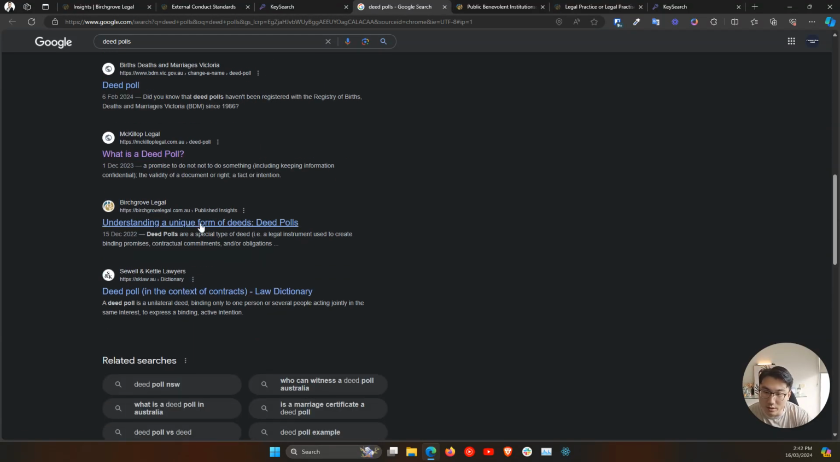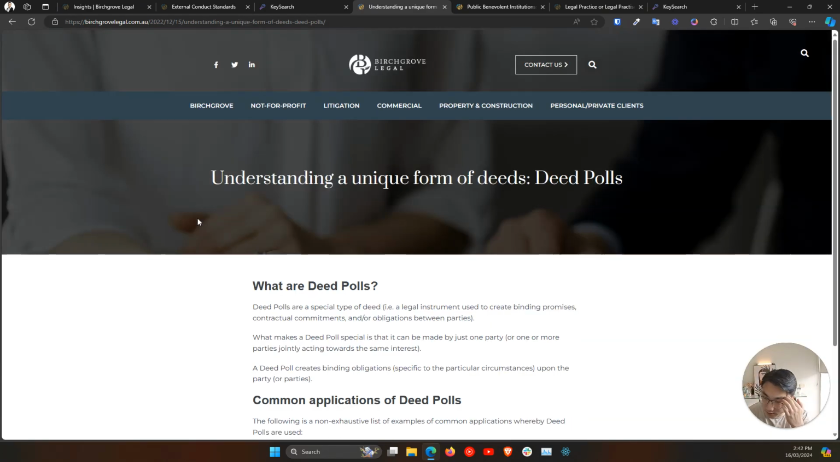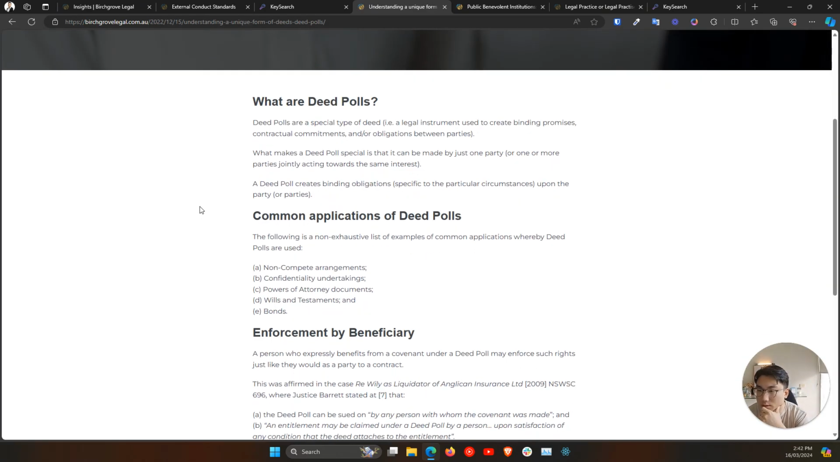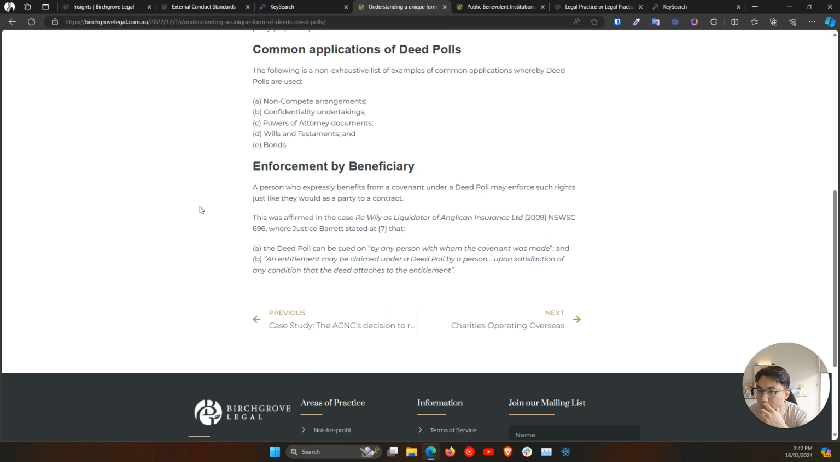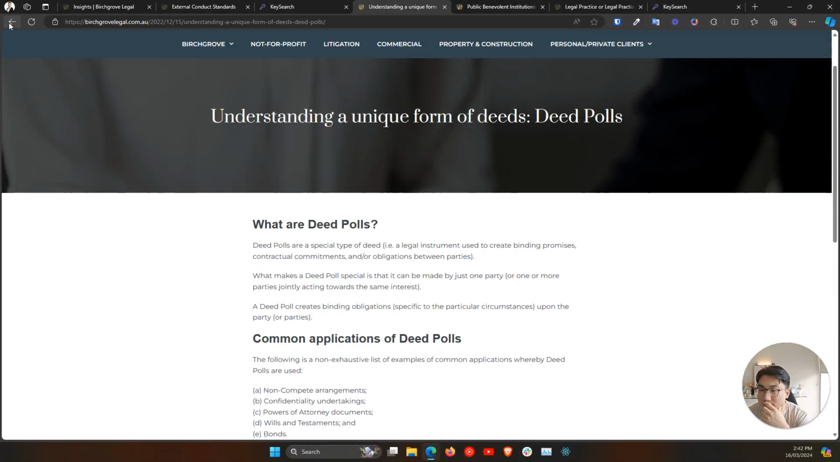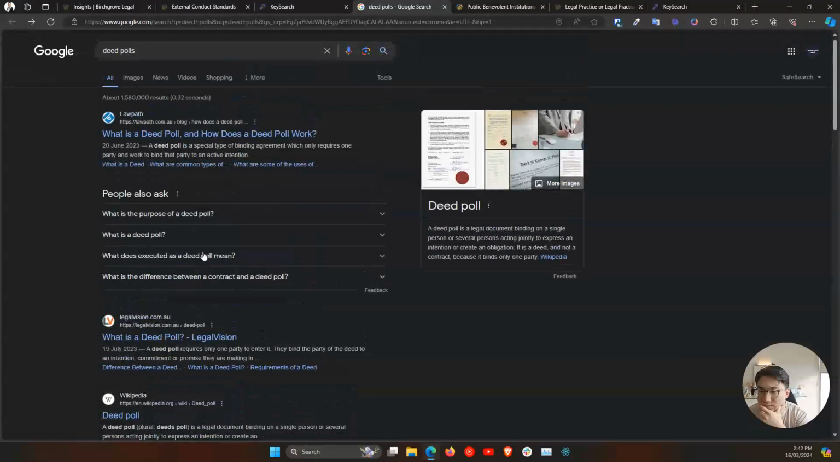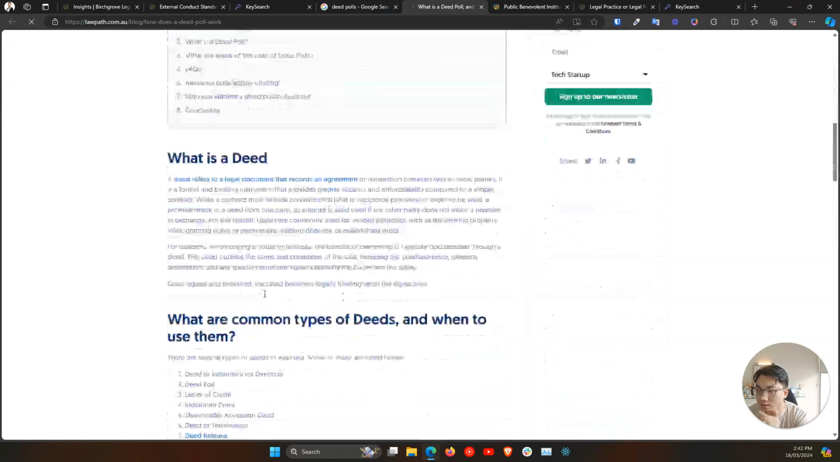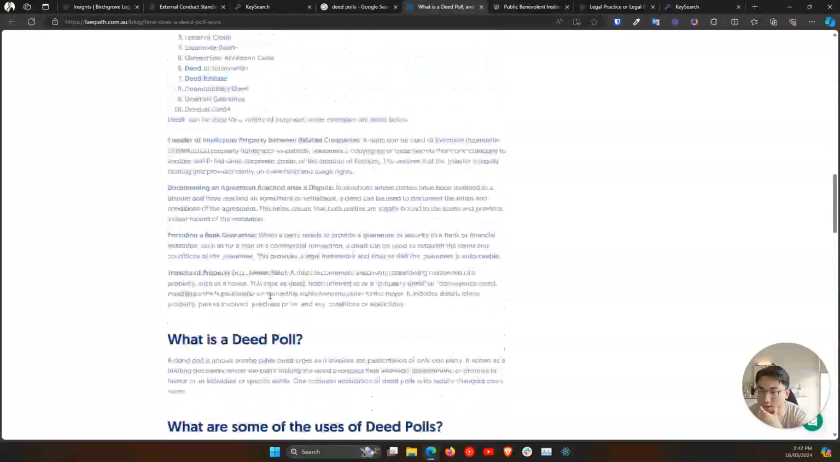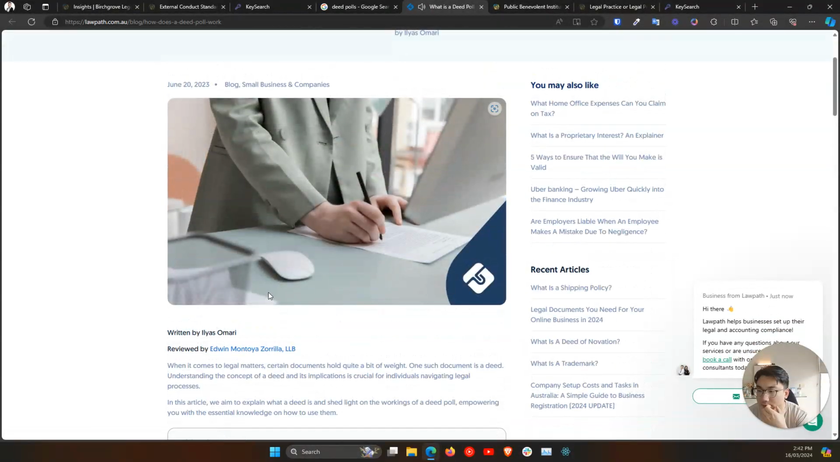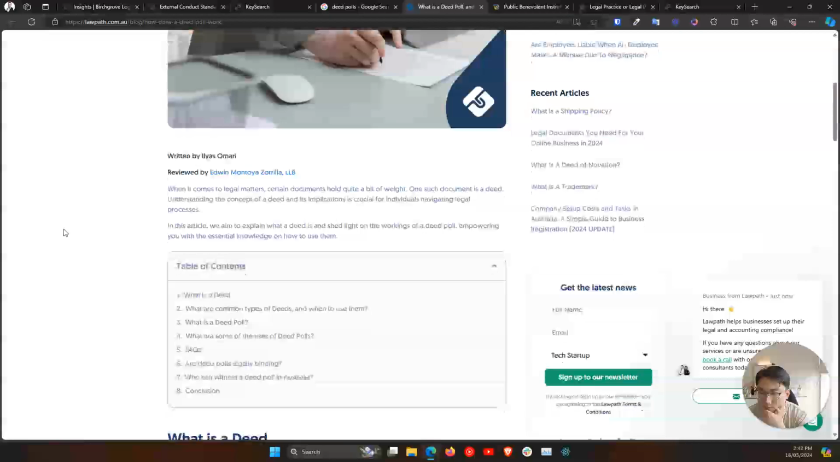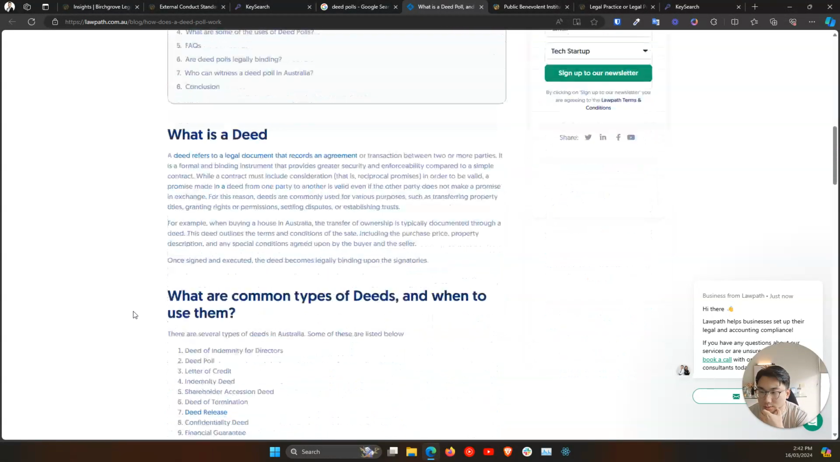It's not really, oh, okay. So there's Birch Grove, they rank on the first page. Okay, promises, what makes a deed poll special? This is a very basic article that they ranked on the first page for. That gives me an indication that this keyword doesn't require too much to rank highly on, although the first ranked article for this keyword looks pretty good.